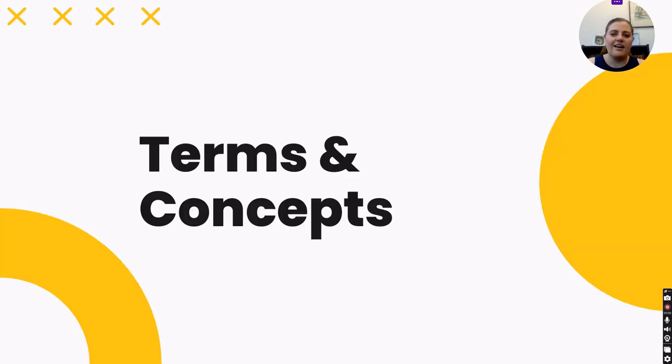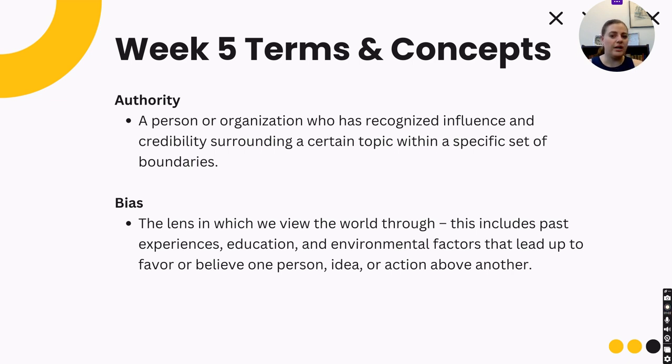For this week's terms and concepts, first we have authority. So authority is a person or organization who has recognized influence and credibility surrounding a certain topic within a specific set of boundaries. We also have bias. So this is the lens through which we view the world. This includes past experiences, education, and environmental factors that lead up to or favor a belief of one person, idea, or action above another. So one thing to note about bias is it's not inherently good or bad. It's something that everyone has, and it's just how we view the world.